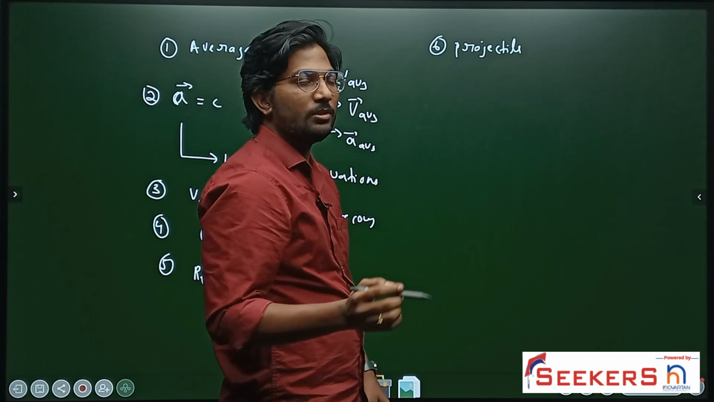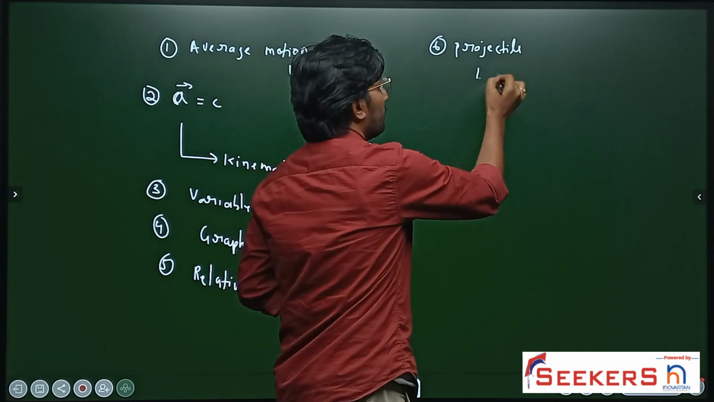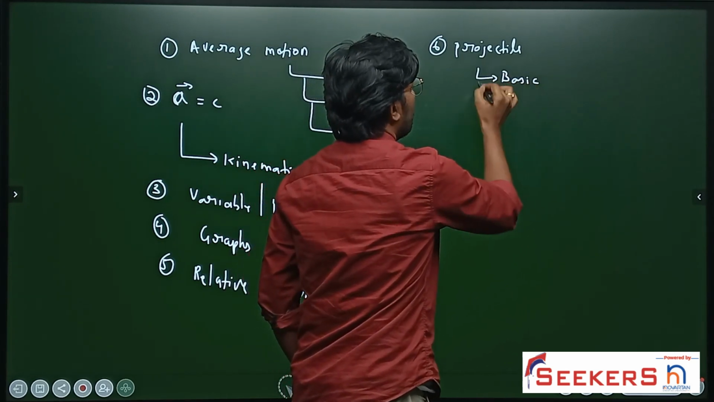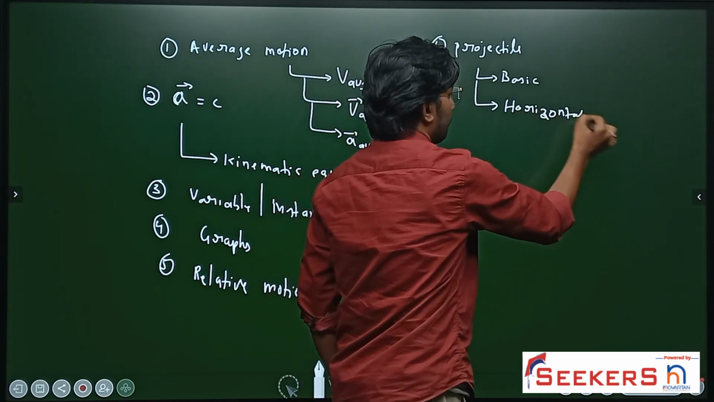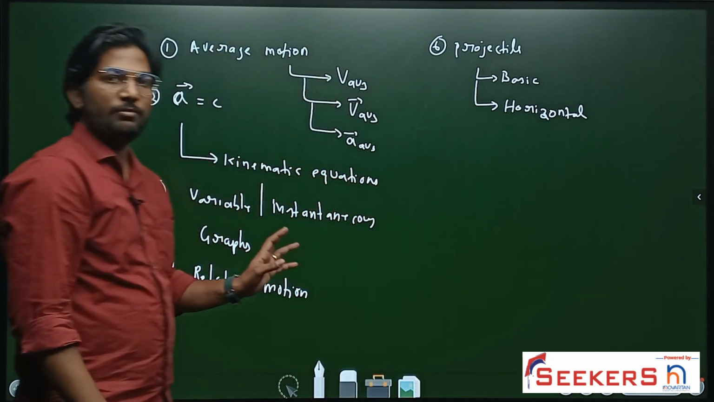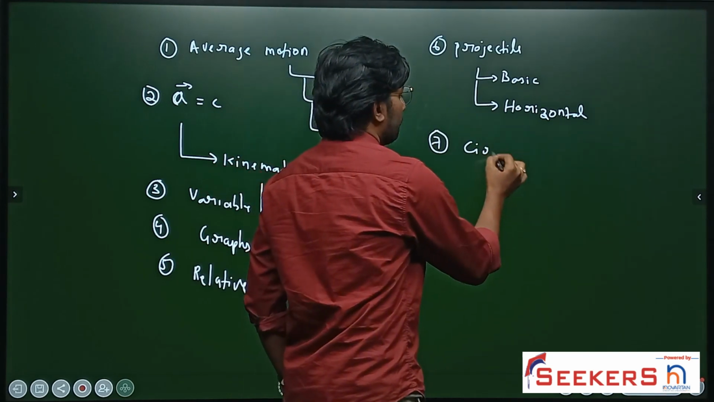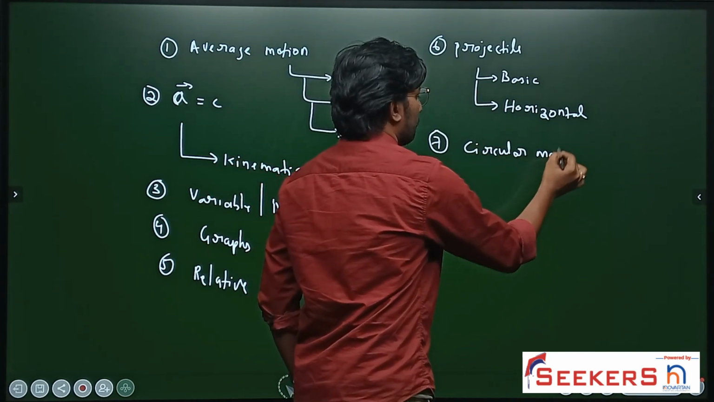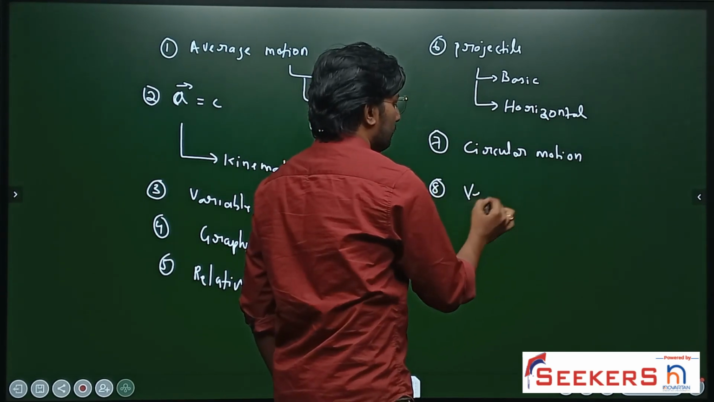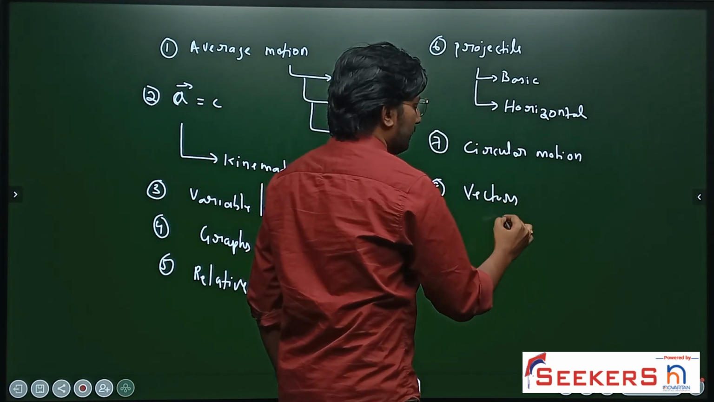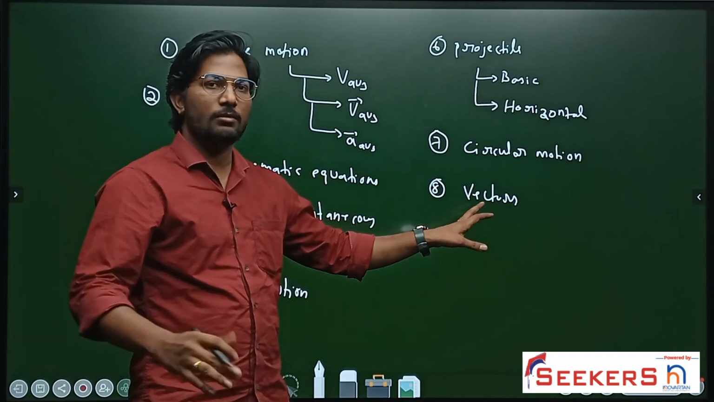But under projectile motions, just make sure you don't have to work out inclined plane projectiles and all that. Just work out basic projectiles and then horizontal projectile motion. If these things can be covered from this chapter, of course we can go for circular motion as well. And vectors. Vectors in this case, again, don't have to dive deep. We can just stick to some basics like cross product, dot product.